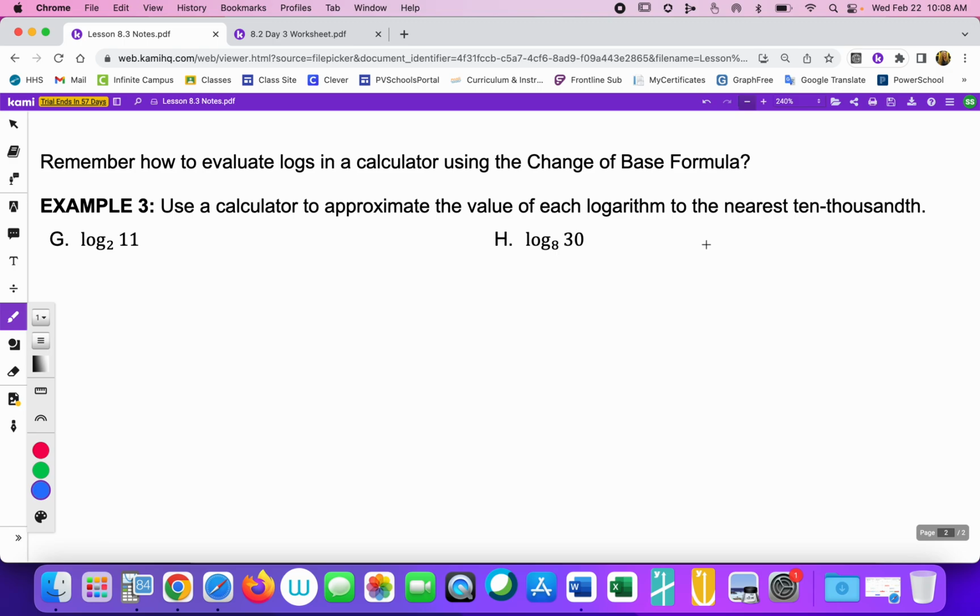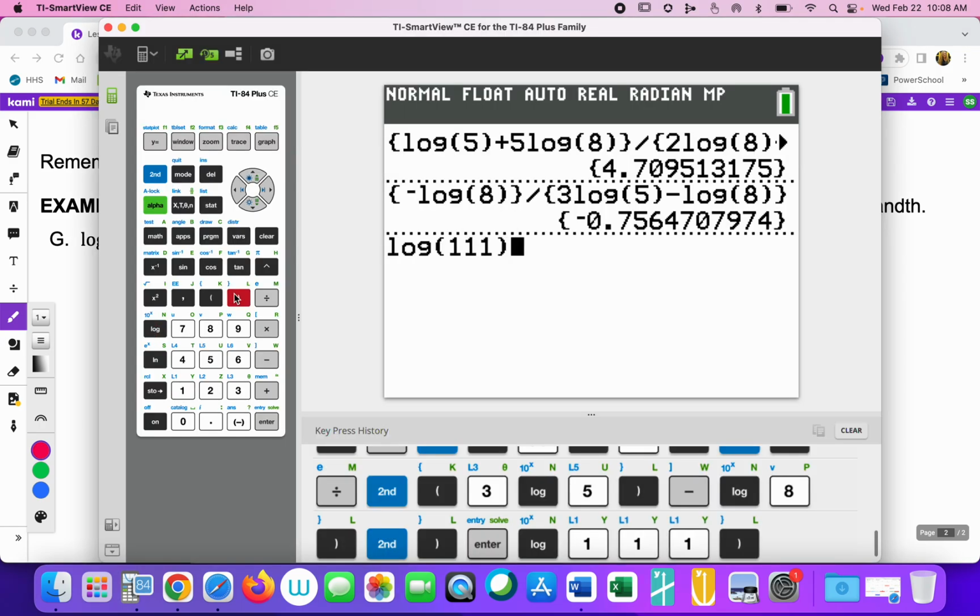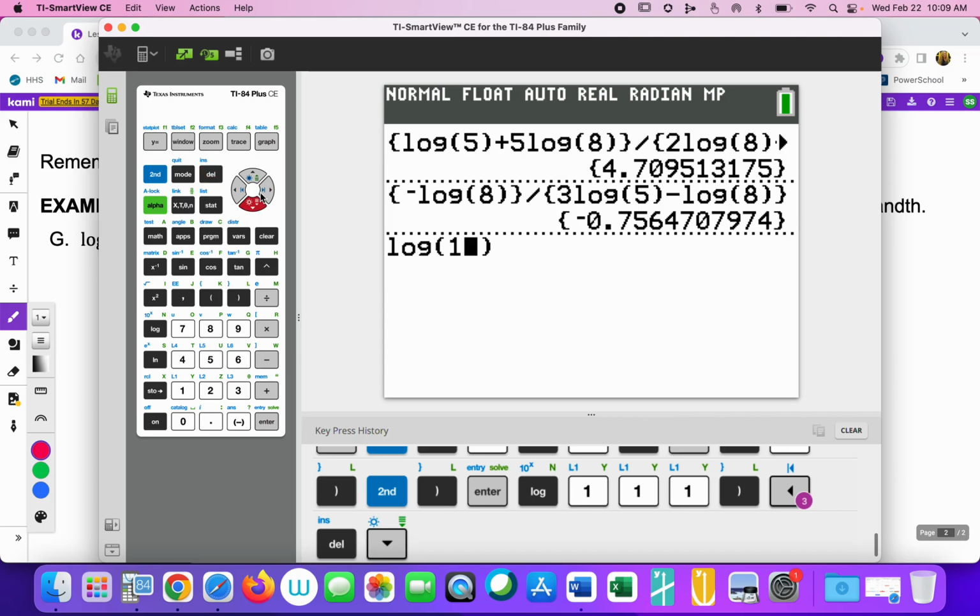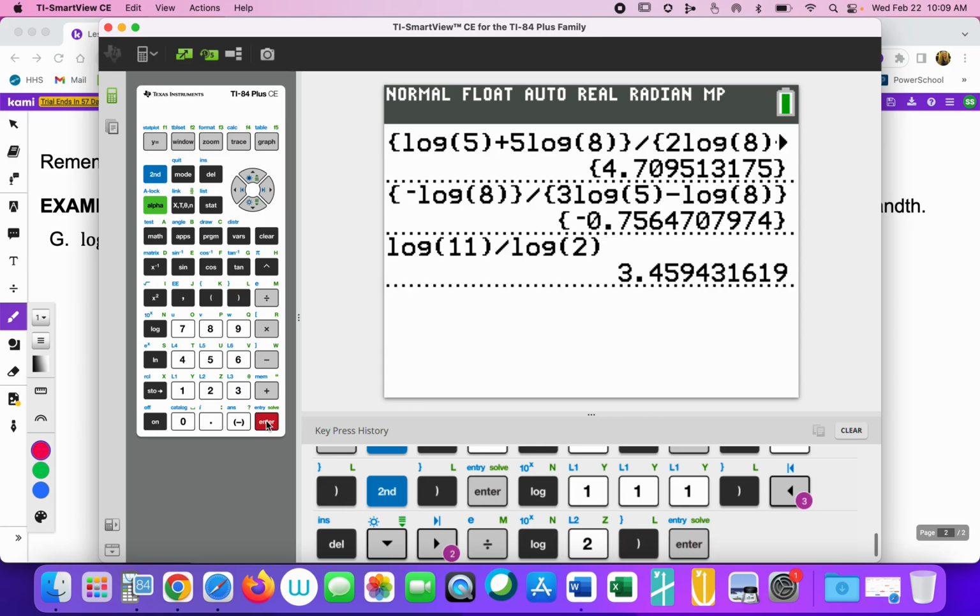Sounds familiar? Okay. So, how you would enter this into the calculator is log of the argument, which is the big number. So log of 11 divided by log of the base. So this is technically changing them to 2 base tens. So this is equivalent to that. Okay. So in your calculator, you would do log 11 divided by log of 2. Four decimal places? 3.4594.